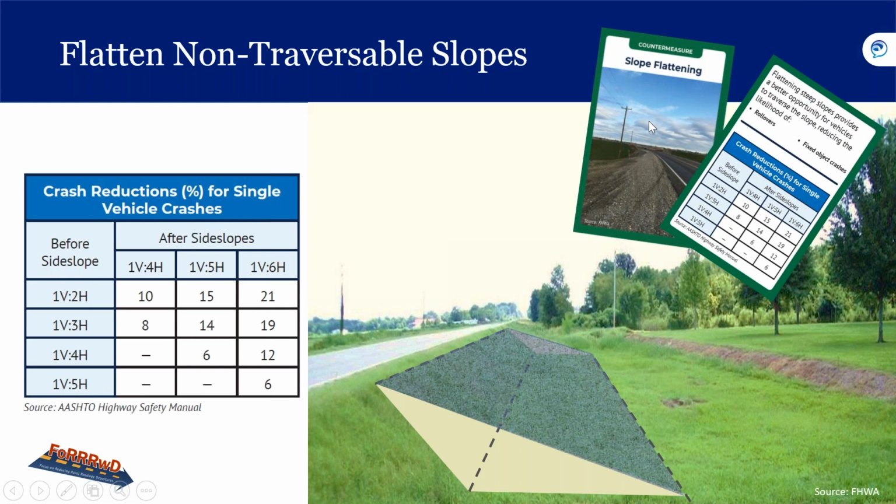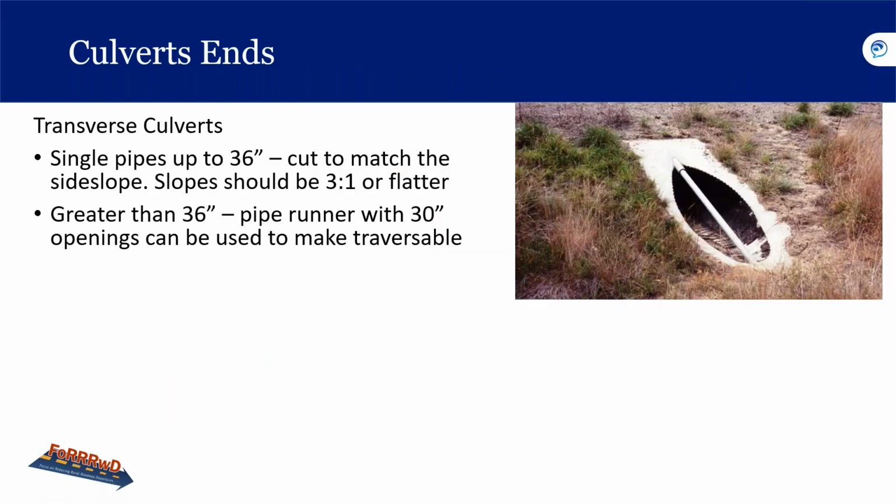And again, they have these playing cards up here in the top right that FHWA has printed up. You can order these playing cards, and they have a picture on one side that shows the countermeasure, and the expected crash reduction factors on the back. So that's another countermeasure that we have, flattening the slopes to prevent rollovers.